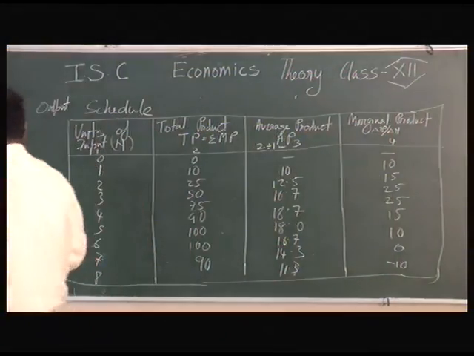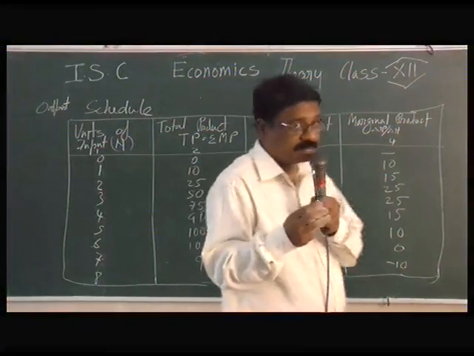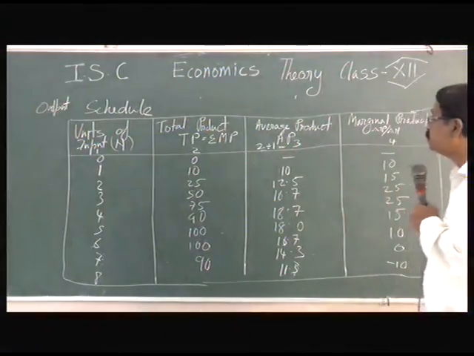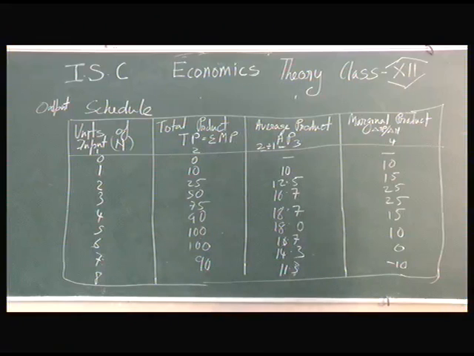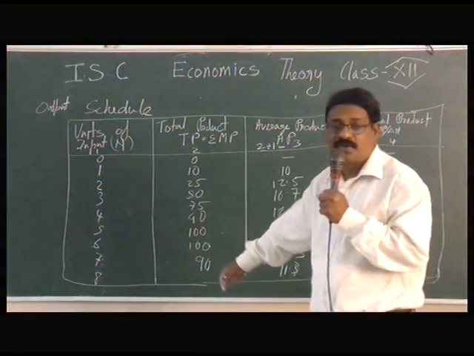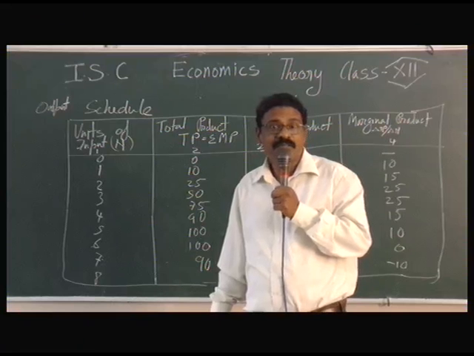This is an output schedule, and again I request you to imagine a small industrial output in Namcom industrial area which may produce ball pens. Now, if there are 0 number of labors, what will be the production? With no labor.